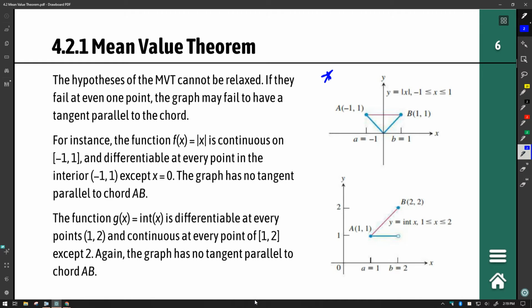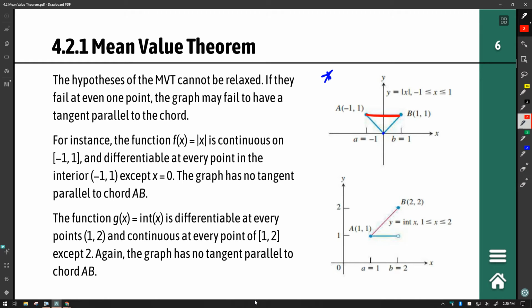It's defined at every value, but it is not differentiable at every point because we know that at the corner point, (0, 0), there is no unique tangent line. We are not differentiable there. Therefore, the mean value theorem does not apply. We cannot find a point in the interior of the interval from -1 to 1 such that there is a tangent line parallel to this chord created by the segment between A and B.